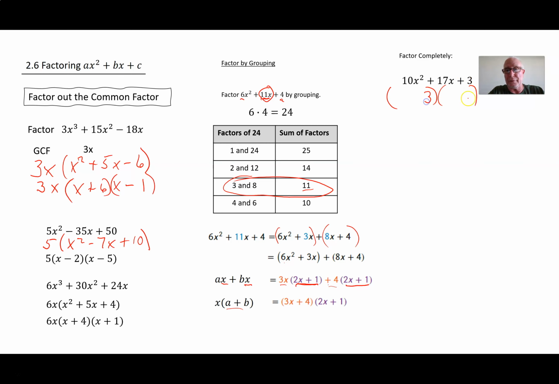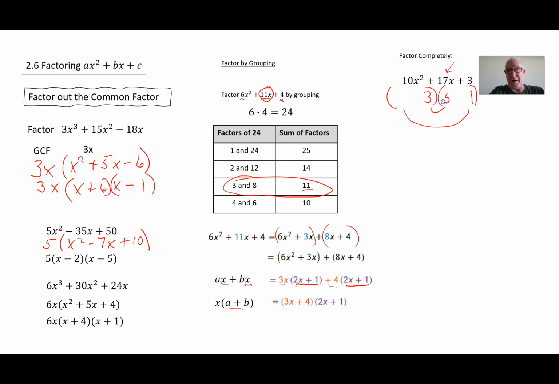The only way I'm going to get 3 is 3 times 1. So my last terms have to multiply to get the last term. My first terms have to multiply to get the first term. So I need something to multiply to get 10, which could be 10 and 1 or 2 and 5. Now the inside and the outside are going to have to add up to that middle term. So I don't want to put a 10 right here, because 3 times 10 is 30. That's obviously way too big. So I'm going to try 2 and 5.